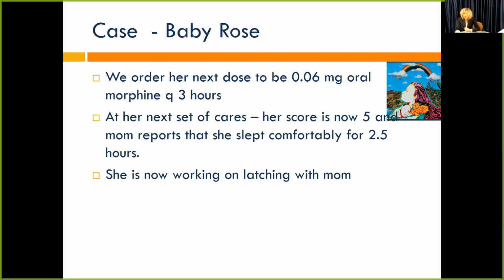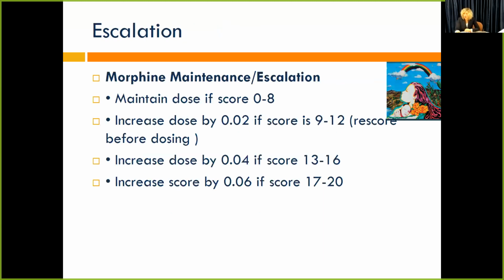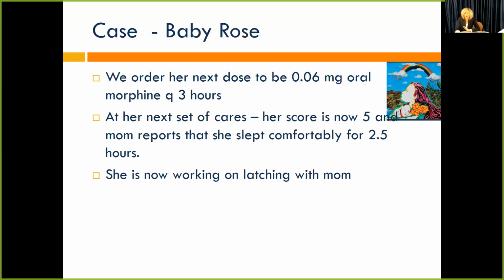So we order her next dose after this. Reminding that we started her at 0.04, we're going to increase the dose by 0.02 milligrams. So her next dose is going to be ordered at 0.06 milligrams, and we're going to order that every 3 hours. At her next set of cares, her score is improved. It's now 5, and mom reports that after that dose, she was able to sleep for about 2.5 hours, which is the longest time that she slept.